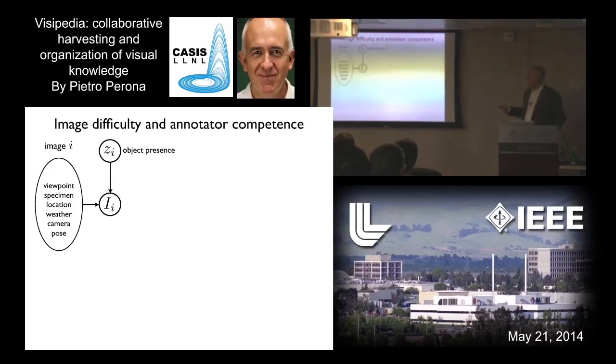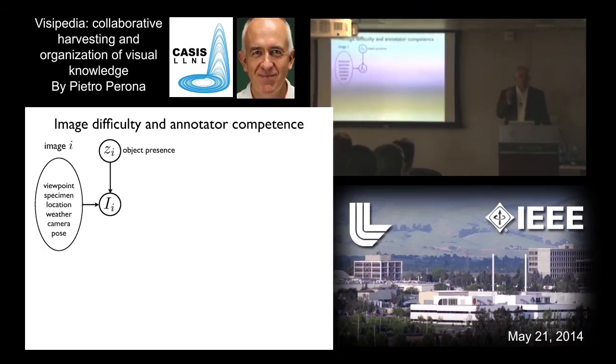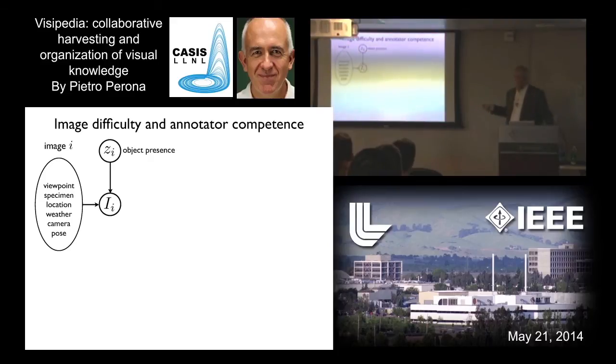Let me tell you how we view it. There is a binary variable, z sub I. The image index is I, and z sub I tells us if the indigo bunting is in the picture or not. It's 1 bit. The image, which is 1,000,000 pixels, is I sub I. It comes from that bit, is the indigo bunting there or not, plus an enormous number of other variables.